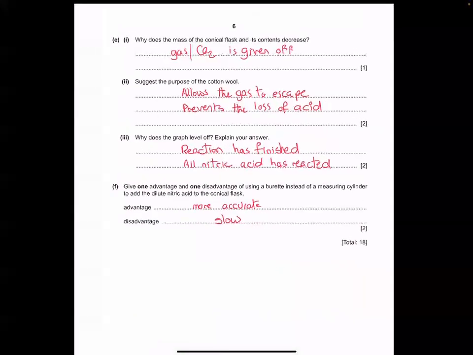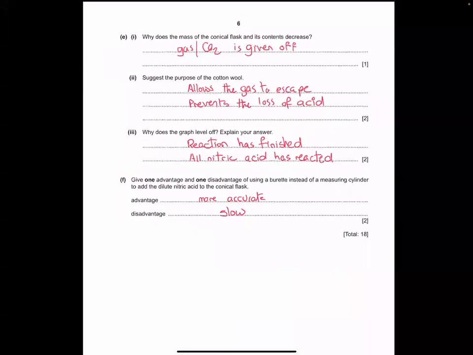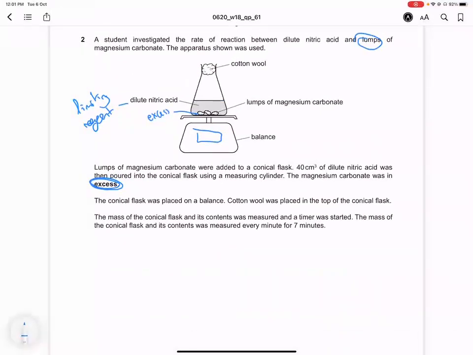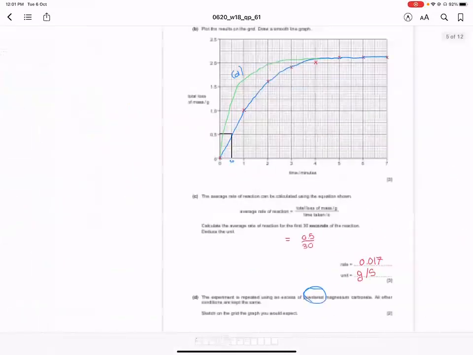Okay, why does the mass of the conical flask and its contents decrease? What causes the decrease in mass here? You're adding a carbonate to an acid. Whenever a carbonate reacts with an acid, carbon dioxide gas is given off. So it decreases because a gas is given off.